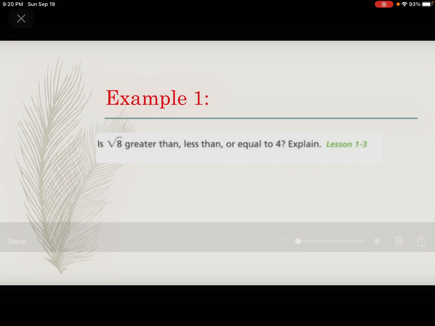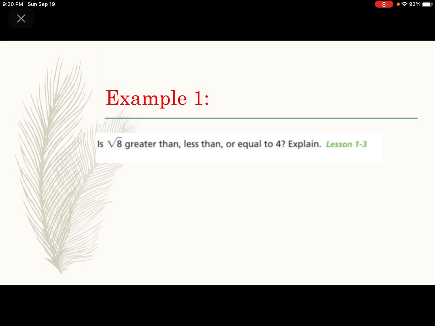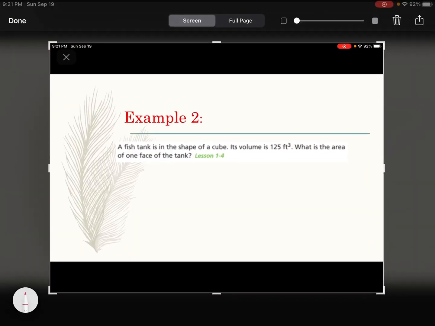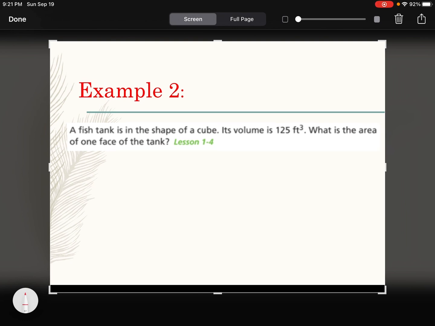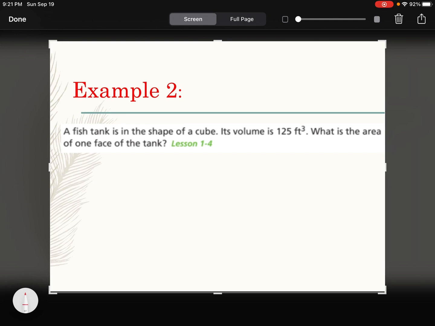I will move on to the example 2. Okay, let me take a screenshot. A fish tank is in the shape of a cube. Its volume is 125 cubic feet. What is the area of one face of the tank? So guys, remember the volume formula. It is a cube, right? If one side is, let's give x to one side. Volume is x times x times x, right? Which means x cubed is 125 cubic feet. So guys, what cube gives us 125? So I will take the cube root of each side.